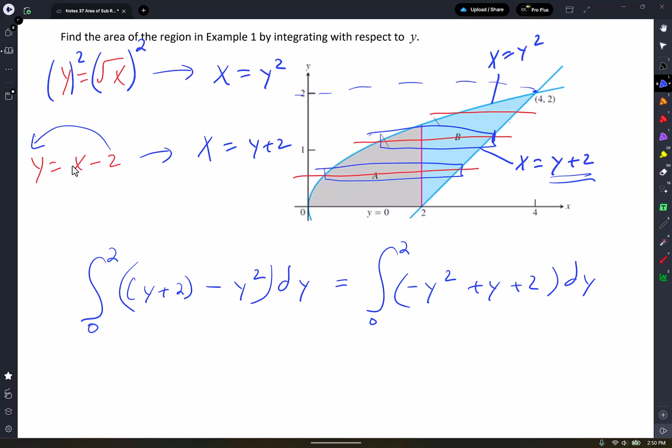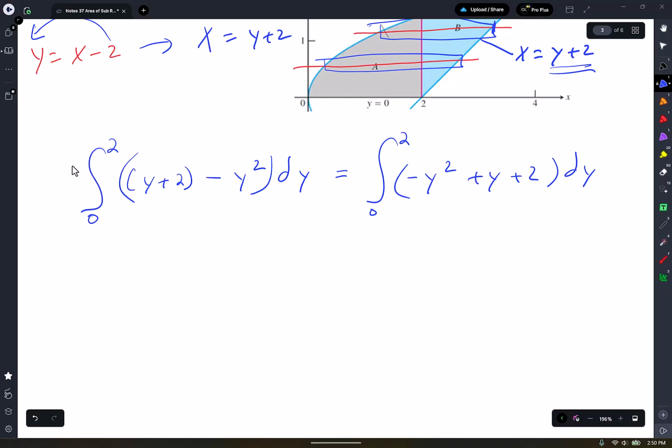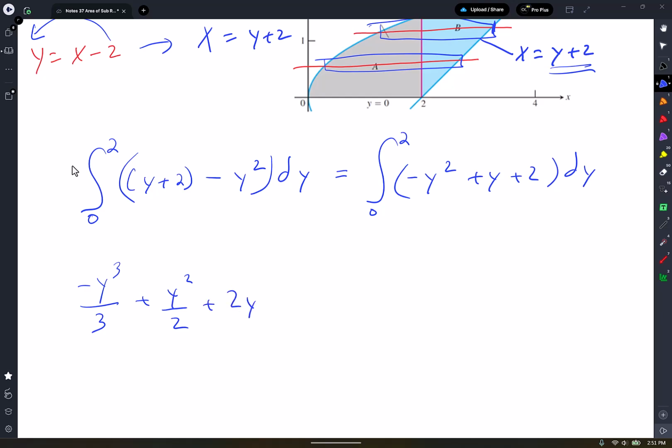Let's do this first by hand and see if it's any easier. So, antiderivative of negative y squared with respect to y. That's negative y cubed over 3. What's antiderivative of y? What's antiderivative of 2? 2y. It's with respect to y. 0 to 2, upper minus lower. You don't have to worry about the lower one.